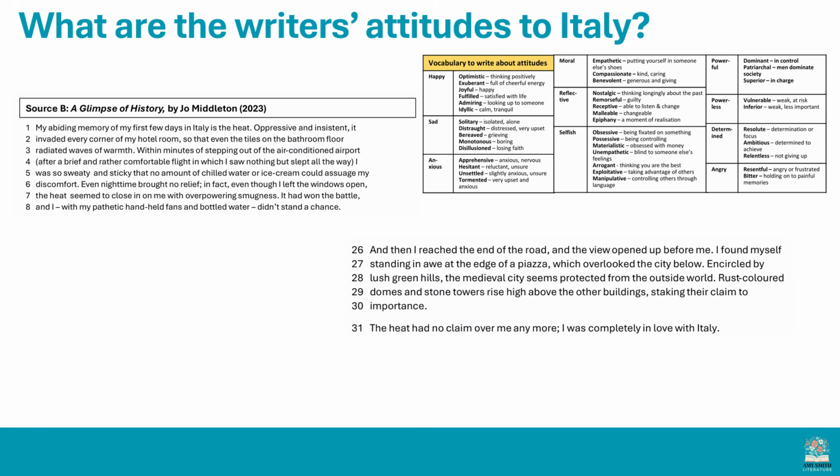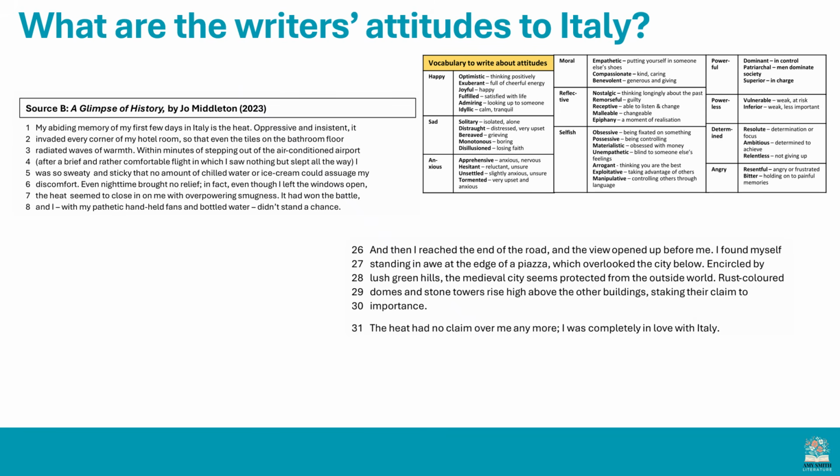It's probably quite a negative depiction at the start. So if we look at the negative sections then of this vocabulary list, we might be thinking that Middleton feels quite disillusioned, potentially, with going to Italy. She's surprised that she doesn't like the weather as much as she thought she would. She might feel quite powerless, quite vulnerable because of the strength of the weather.